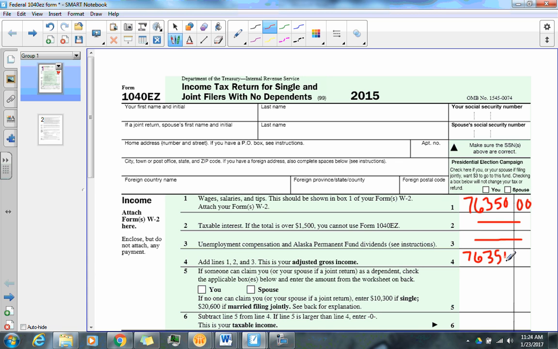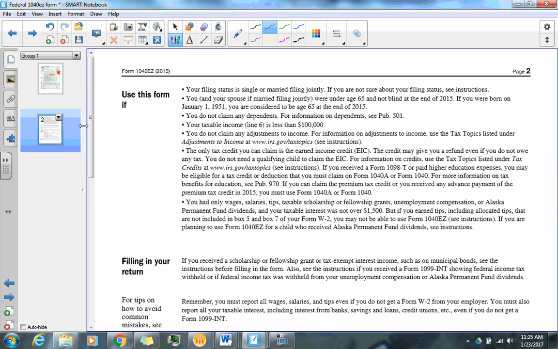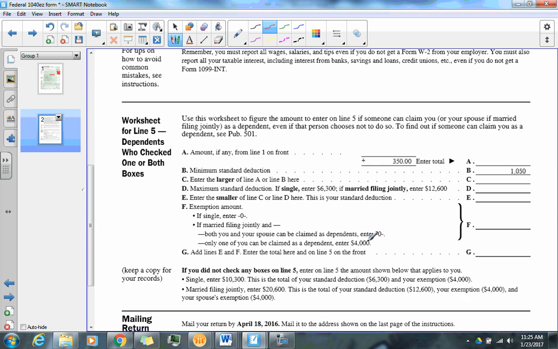76,350. Okay. Now, most of what you have to do, it tells you on the line exactly what you're supposed to do. On line 5, if someone can claim you, use line 5, but we are always going to just claim ourselves in this class. It says filing jointly and all that stuff, we're going to hold off, but it says enter the amount from the worksheet on back. All right, so here you're going to take your form, go to the back, and this is a small little equation with itself.